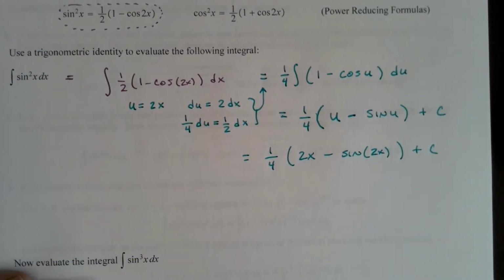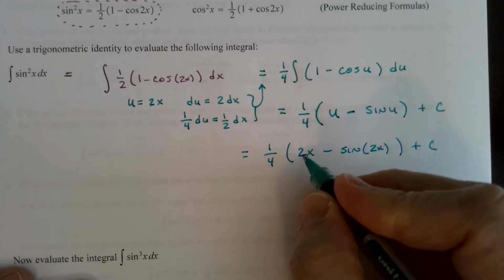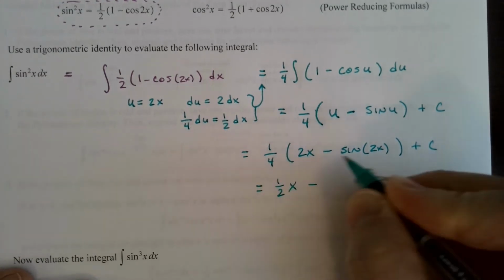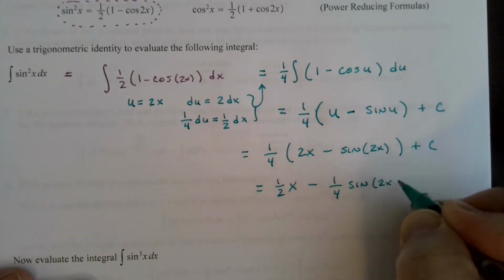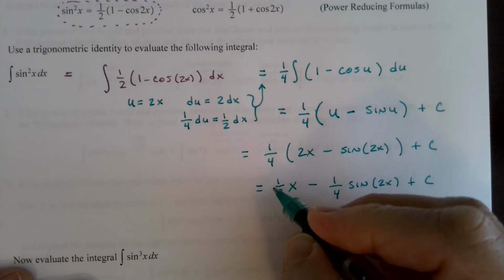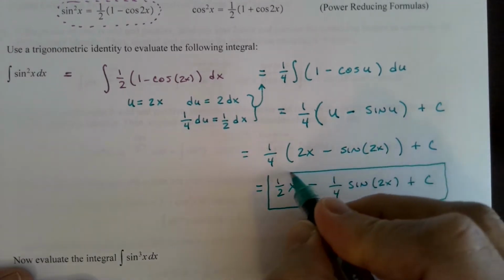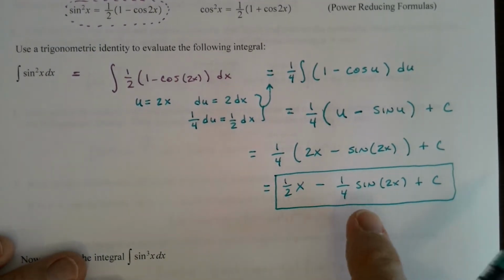And if I distribute that 1/4 through, right, make sure you distribute through, I get 1/4 times 2, 2/4, which is 1/2 x minus 1/4 sine of 2x plus C. And here is the antiderivative for sine squared x. And I would challenge you, take the derivative of this.